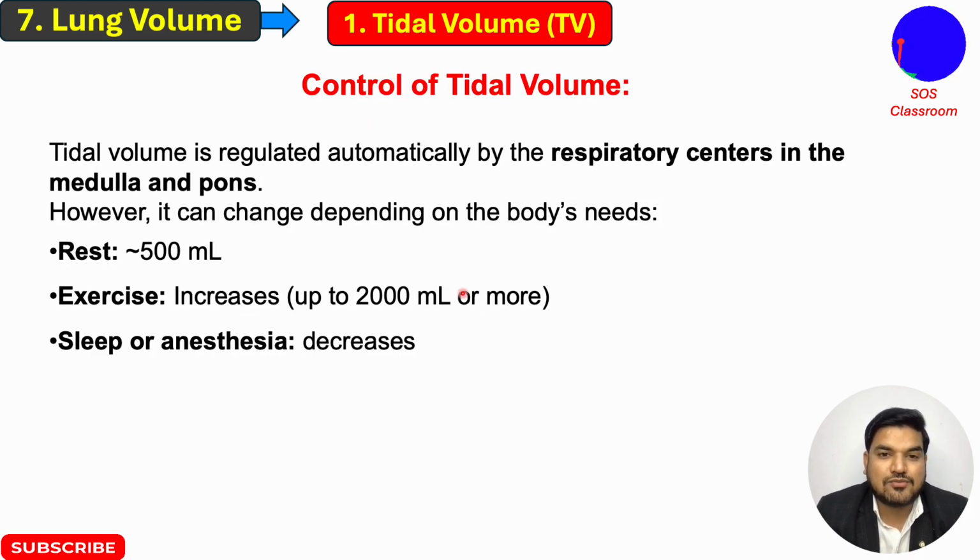How is the tidal volume controlled? Tidal volume is controlled by the respiratory centers in the medulla and pons. We already discussed the centers of the medulla and the centers of the pons. In normal conditions, the tidal volume is approximately 500 ml, and during exercise it goes up to 2000 ml or more. During sleep or anesthesia, the tidal volume decreases.